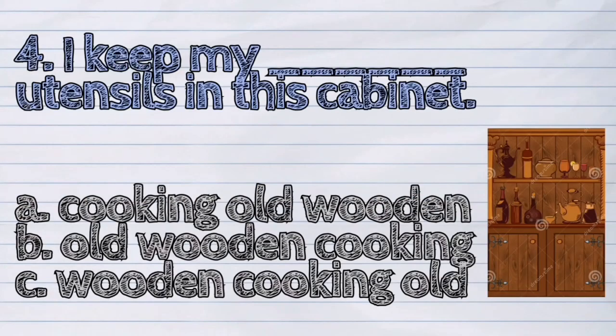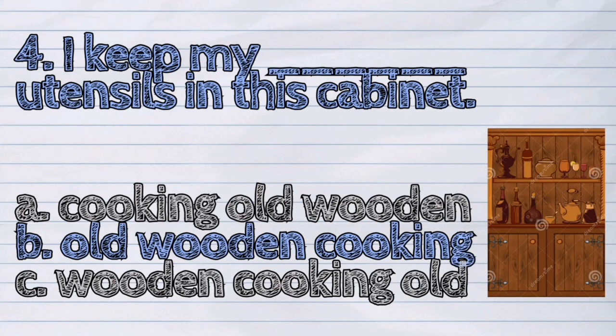Number 4. I keep my blank utensils in this cabinet. A. Cooking old wooden. B. Old wooden cooking. Or C. Wooden cooking old. The answer is I keep my old wooden cooking utensils in this cabinet.